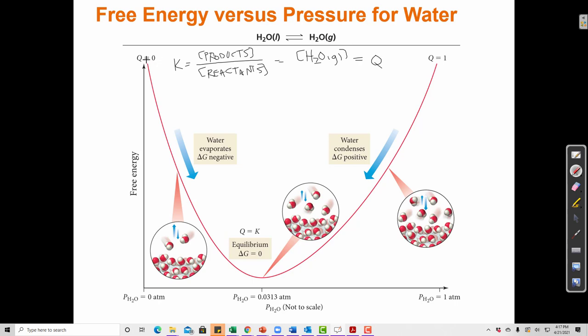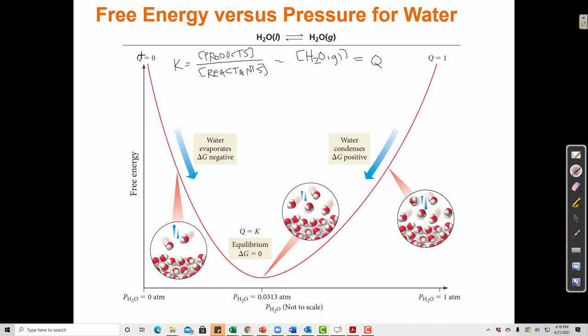So when Q is zero, that means the concentration of gas is at zero. So that means that I have 100% liquid. I'm all the way over on this side of the reaction, and there's no gas. If I start with 100% H2O liquid and I have no H2O gas, what's going to happen? Well, this equilibrium tells me that the liquid is going to evaporate and I'm going to make some gas. And eventually the gas is going to condense and turn back into liquid, and we'll have this equilibrium going back and forth.